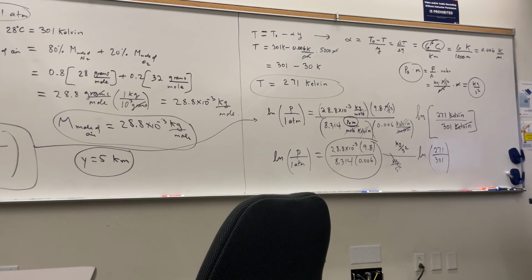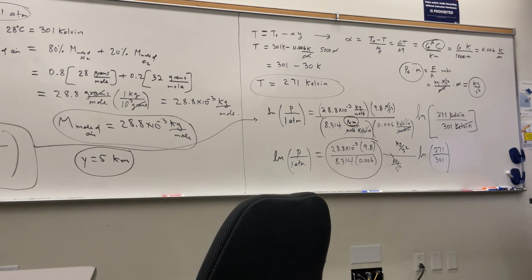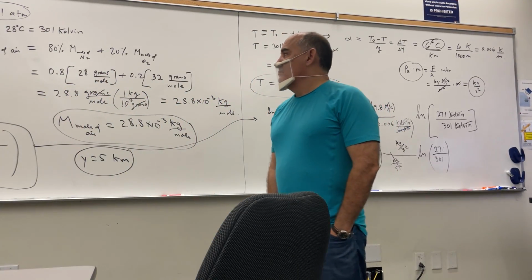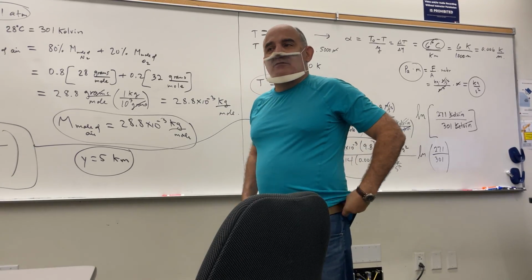So notice, this is 55.2% of an ATM. So 5 kilometers up in altitude, and the pressure there is 55% of what it is at sea level. About half. Any questions?